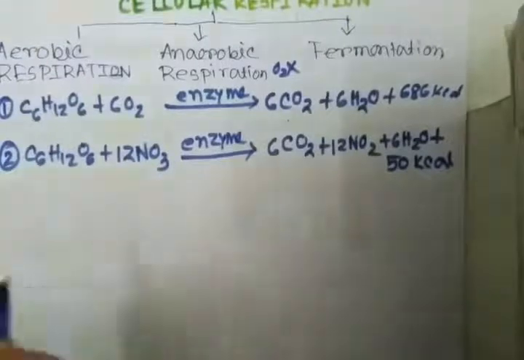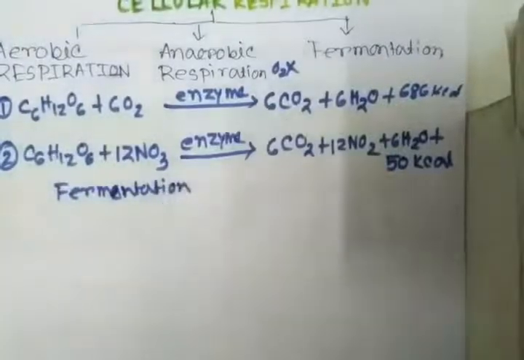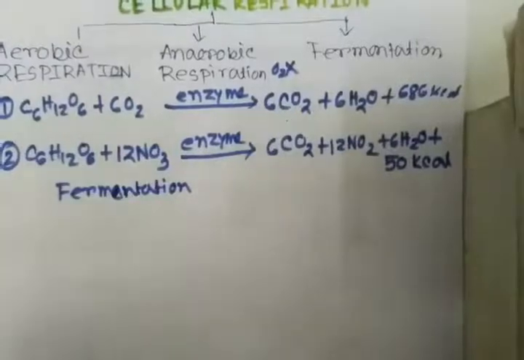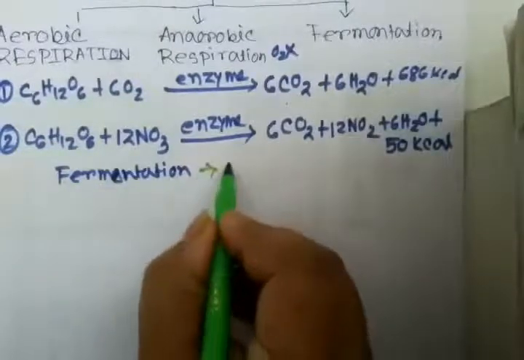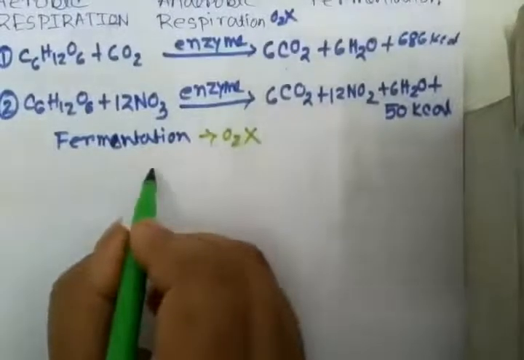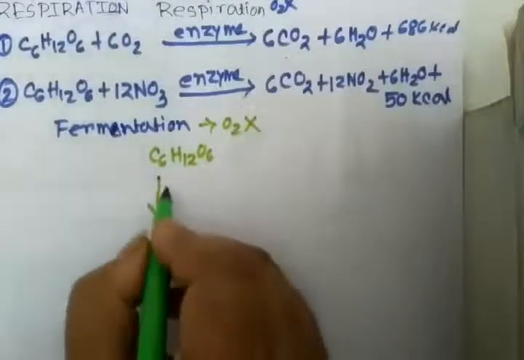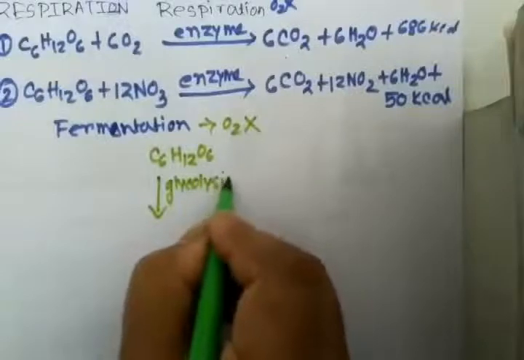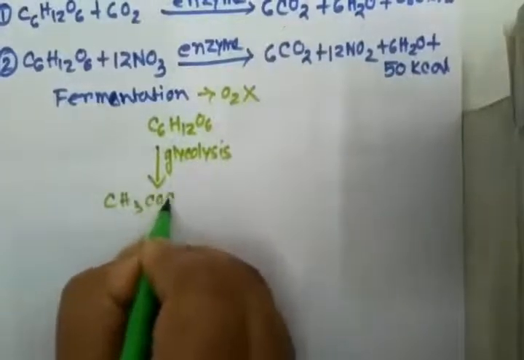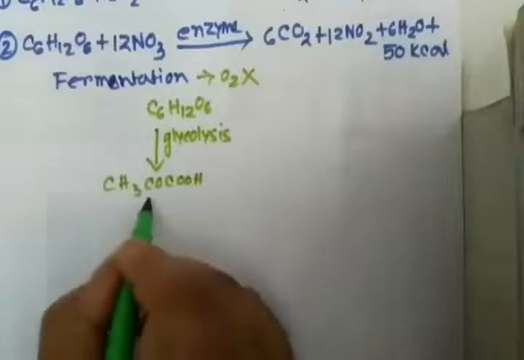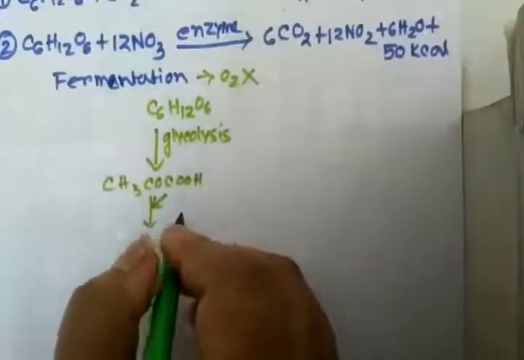And the next stage is fermentation. In the fermentation process, the process is long. In this process also oxygen is not required. So the glucose molecule will first form, in the process of glycolysis, the pyruvic acid. So it is the pyruvic acid, and in the next step another enzyme is required, that is pyruvate decarboxylase.